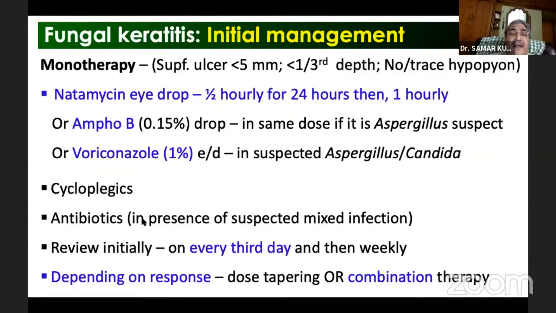Other than that, cycloplegic and antibiotic. Initially you have to review this patient every alternate day or third day, then weekly. And depending upon the response, you have to taper the dose or go for combination therapy.